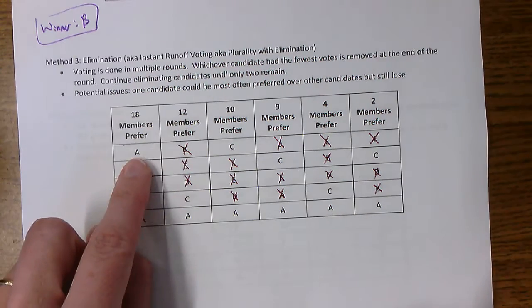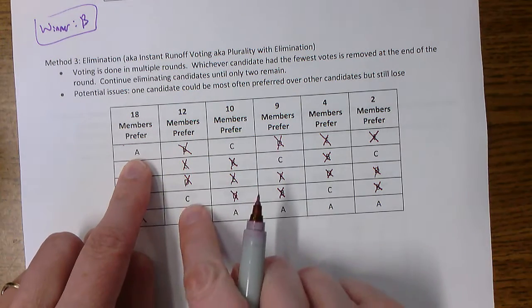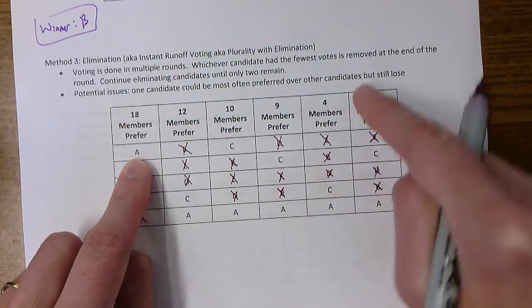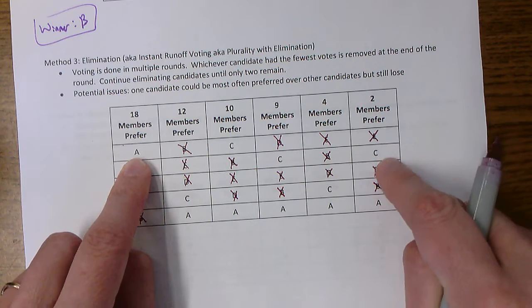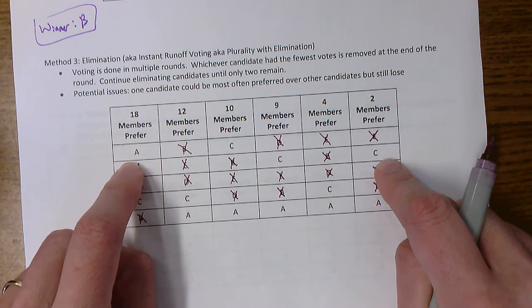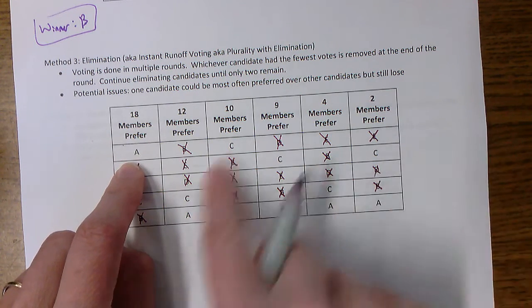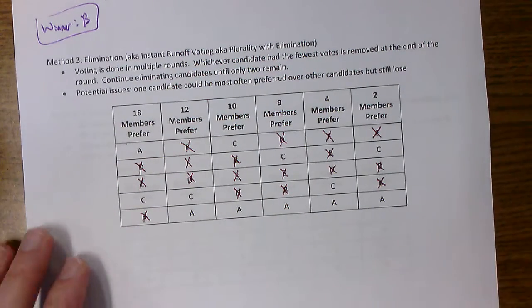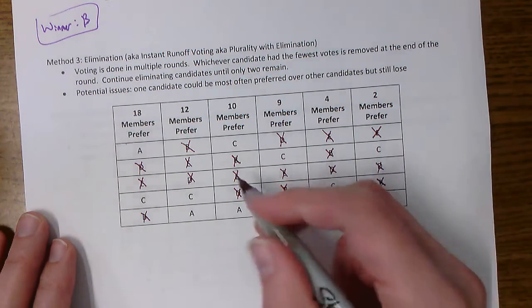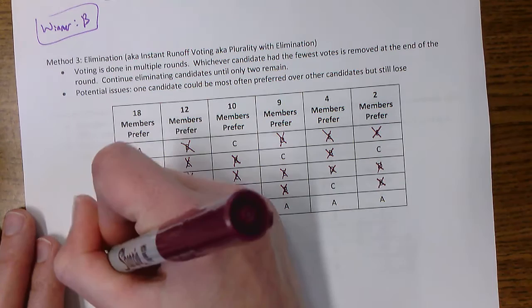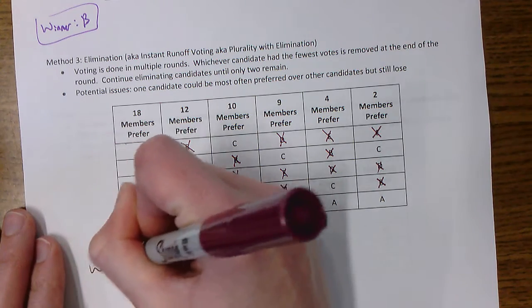So these 18 people would vote A, 12 for C, 10 for C, 9 for C, 4 for C, 2 for C, right? So A got those 18, but the other 37 all voted for C. So in the end, right, it came down to C getting the most votes. And in this case, our winner would be candidate C.